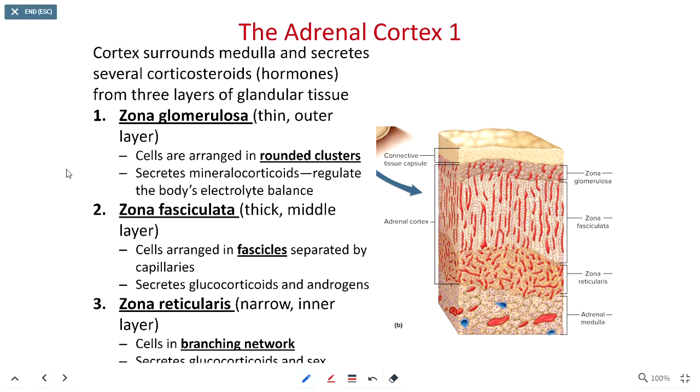Anyways, I digress. So as we're looking at the adrenal cortex, it's broken up into 3 layers. We have from superficial to deep, the zona glomerulosa, zona fasciculata, and the zona reticularis. These 3 layers combined make up the cortex. Surrounding the cortex, we just have the connective tissue capsule, and then deep to the cortex, we have the adrenal medulla.